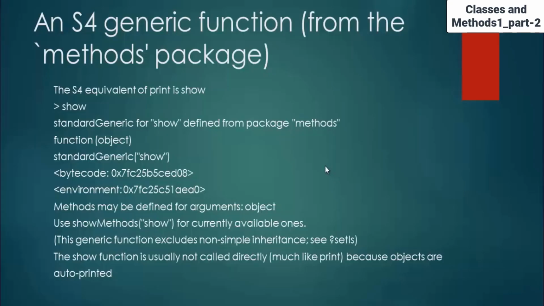Now like we saw, this standard generic for show, defined from package methods. These we all saw in that R module. So as you can see here, this generic function excludes non-simple inheritance, like setters. So it's not called directly, because objects are auto printed. So if there is an object called X, you just print X, it will automatically print it. So that's the reason we don't use show as much.